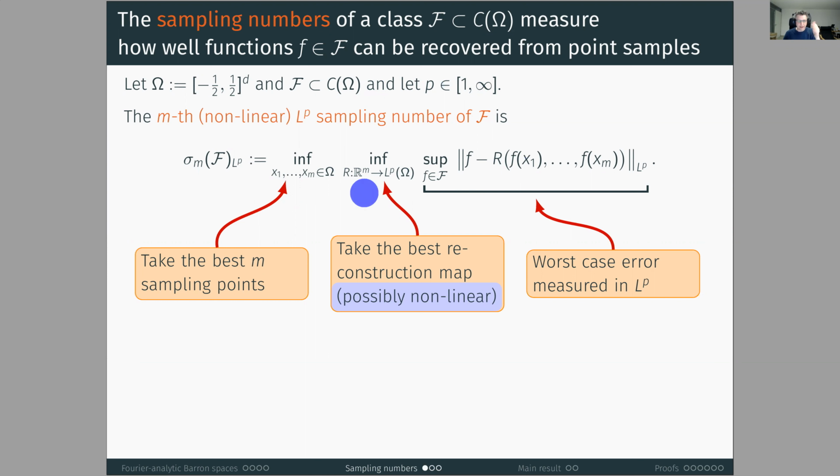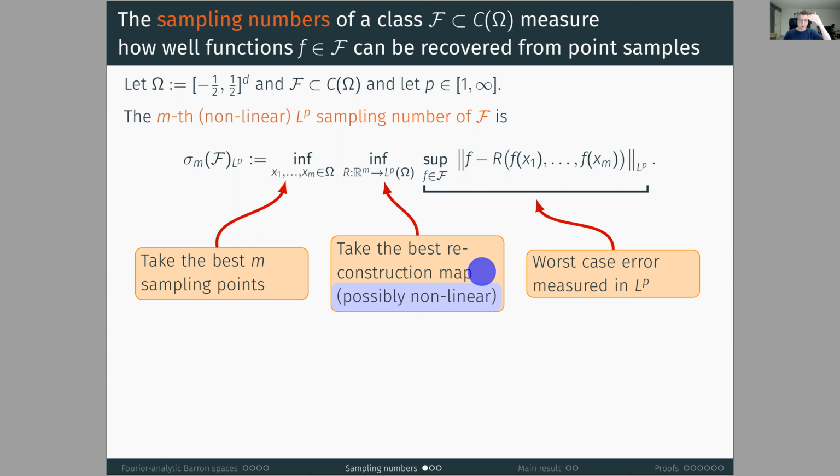And then given the sampling points and the reconstruction operator, you ask what is the worst-case reconstruction error over the full class F. So you sample f at f(x_1) up to f(x_m), put this into the reconstruction operator. This gives you some L^p function. And then you ask how far away is this from f? And you take the worst-case error over the full class.